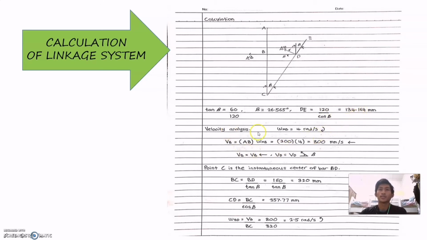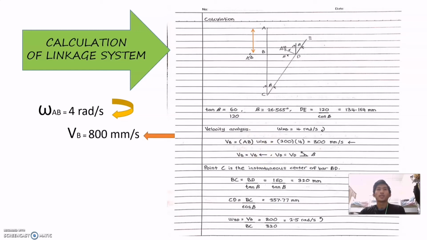For the velocity analysis, omega AB equals 4 radians per second clockwise. For velocity B, length of AB times omega AB equals 800 mm per second to the left. Point C is the instantaneous center of bar BD. For length of BC, BD over tangent beta equals 320 mm.